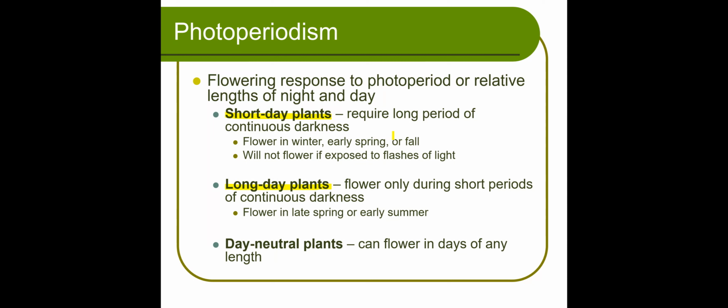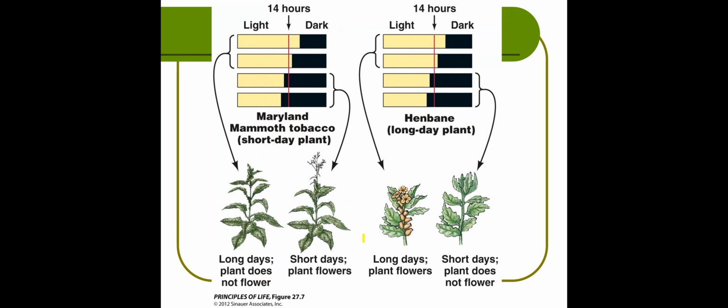Now, like I said, in experiments, they've kind of shown that if they would flash light and interrupt that darkness, it would cause them not to flower. So they determined that it was the dark period that was actually more critical than the length of the light period. And then your long day plants, we have long days in the spring and summer. So these are going to be those plants that need a shorter period of darkness, and these are going to flower in spring or summer. And then not all plants are necessarily going to be affected by that. They could be day neutral, and their flowering could be affected by other factors.